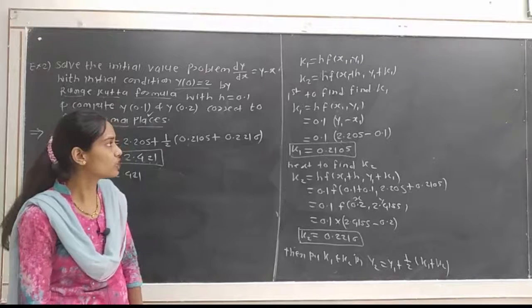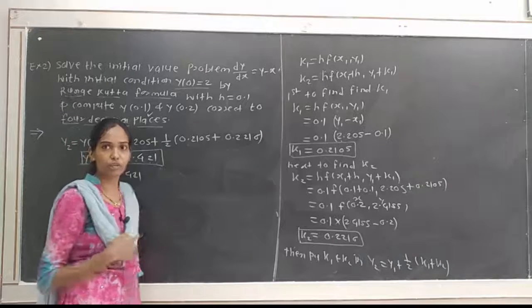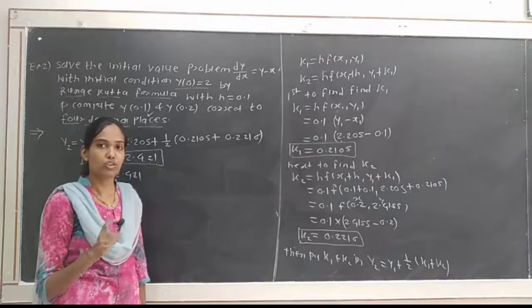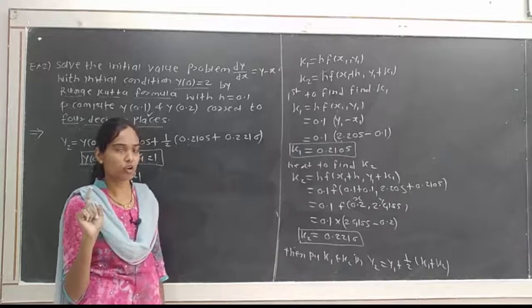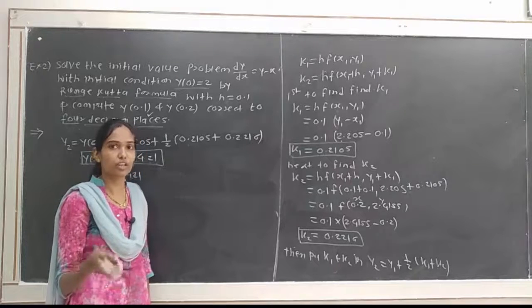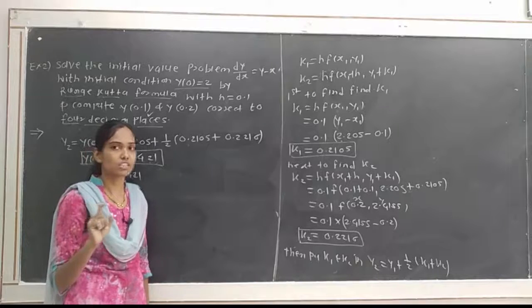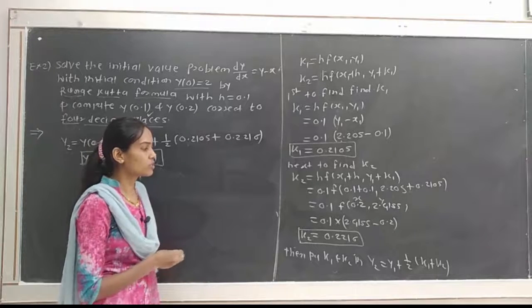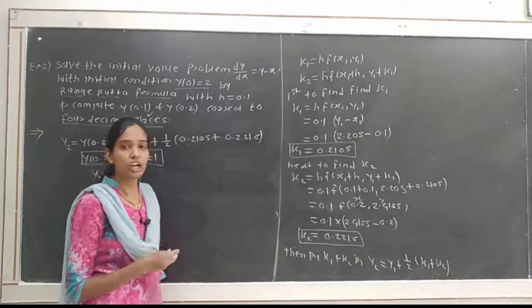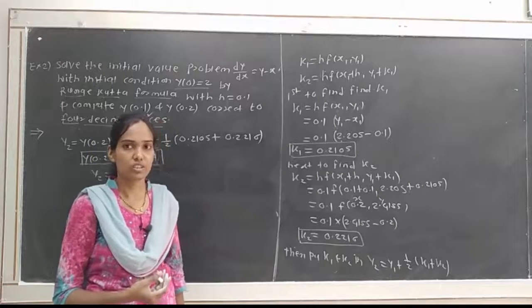In the RK2 formula we only have to calculate K1, K2, so we name it RK2, that is the second order Runge-Kutta formula. In fourth order we have to calculate K1, K2, K3, K4, so we name it RK4, that is the fourth order Runge-Kutta formula. We simply put those values in the formula to get the solution.